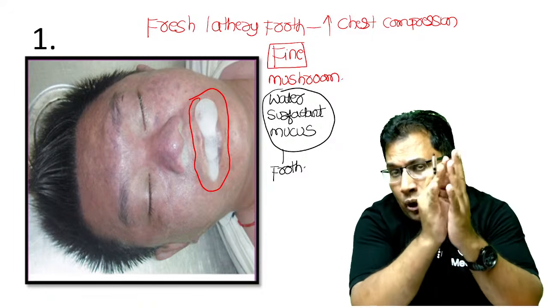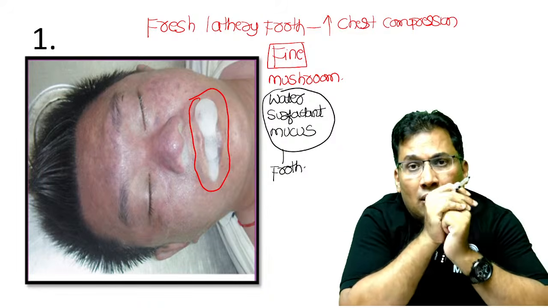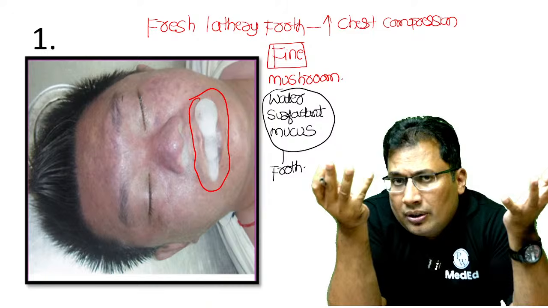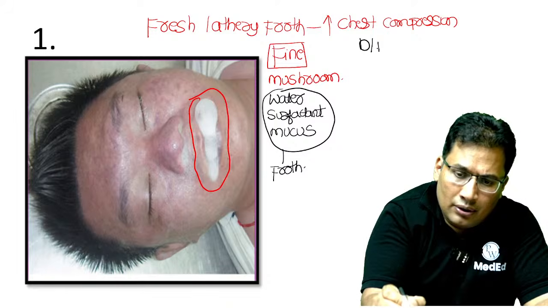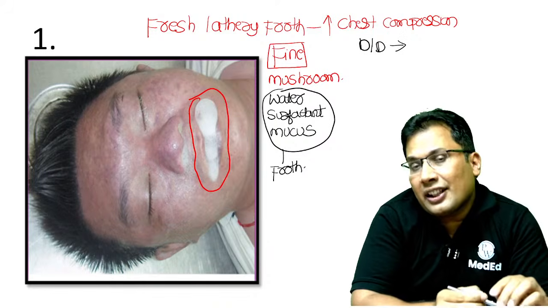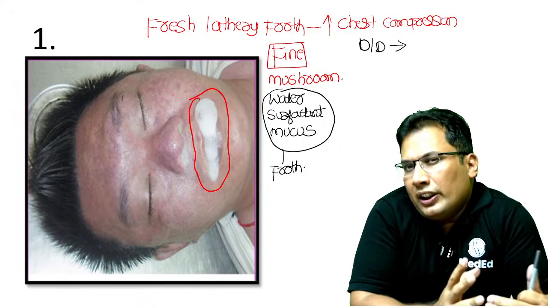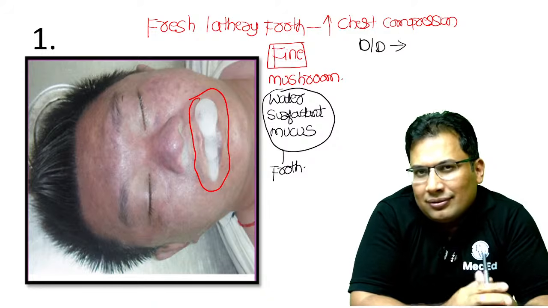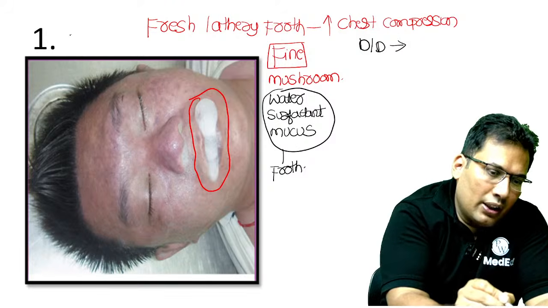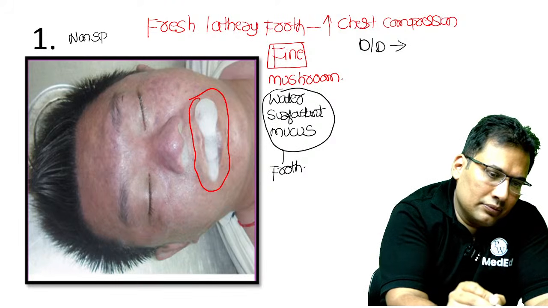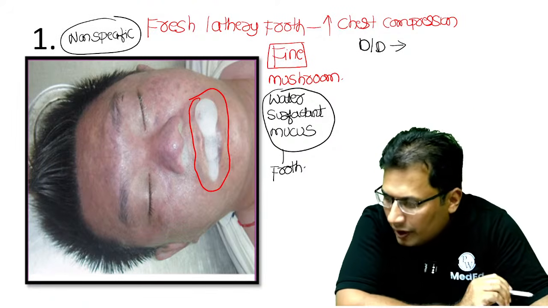But again, one more important viva question asked. What are the conditions in which froth is seen? Froth can be seen in various conditions, not only drowning, other conditions also. Differential diagnosis. Can anyone help me in this? Where is froth found? Is it only drowning or other conditions also? Is it specific? No, non-specific.